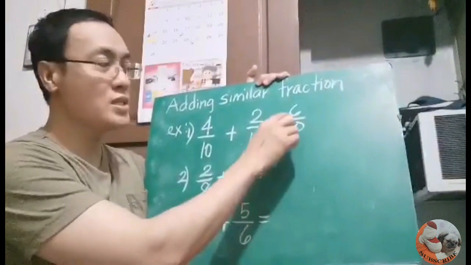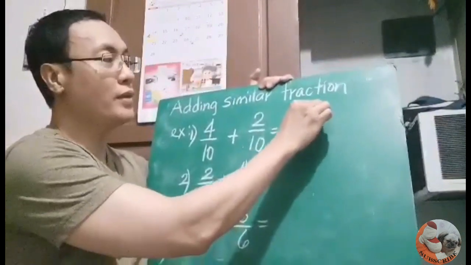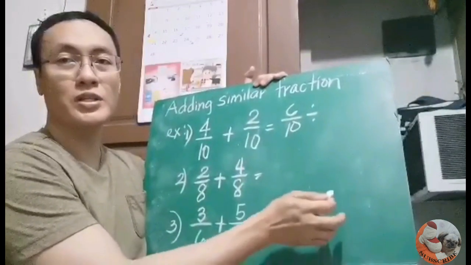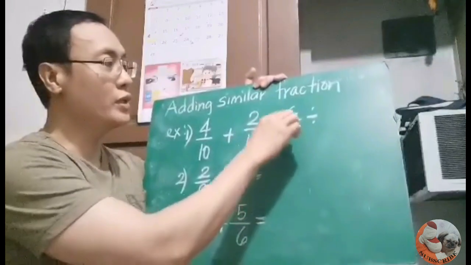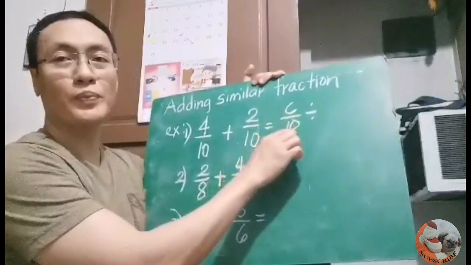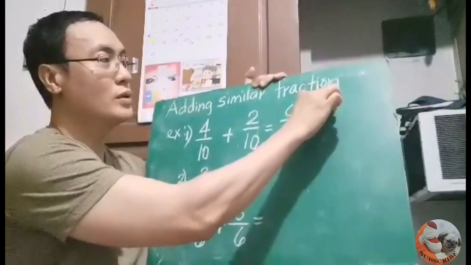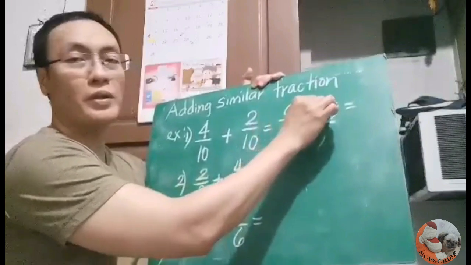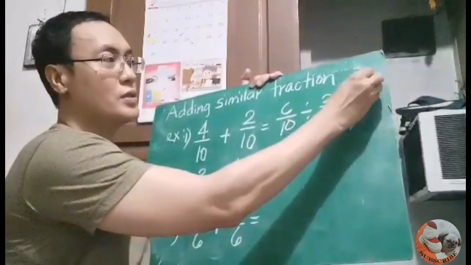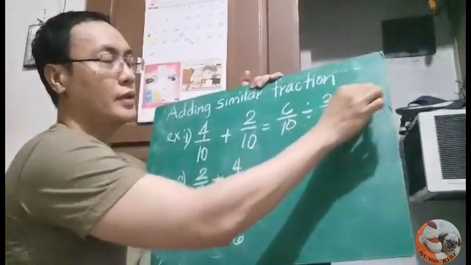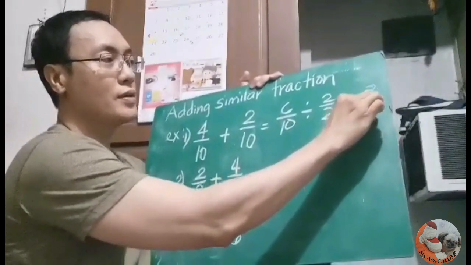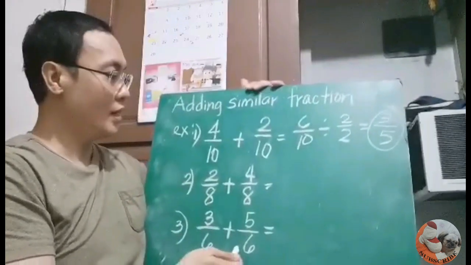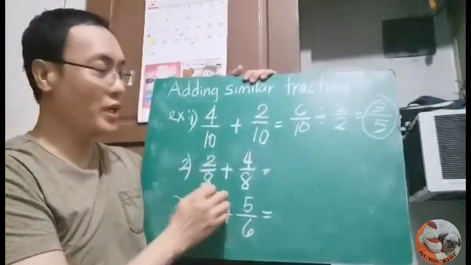So reduce this 6/10 to lowest term by dividing the numerator and denominator by their GCF, or the greatest common factor. So the greatest common factor of 6 and 10 is 2. So 6 divided by 2 is 3. Then 10 divided by 2 is 5. The answer is 3/5. How about 2/8 plus 4/8?